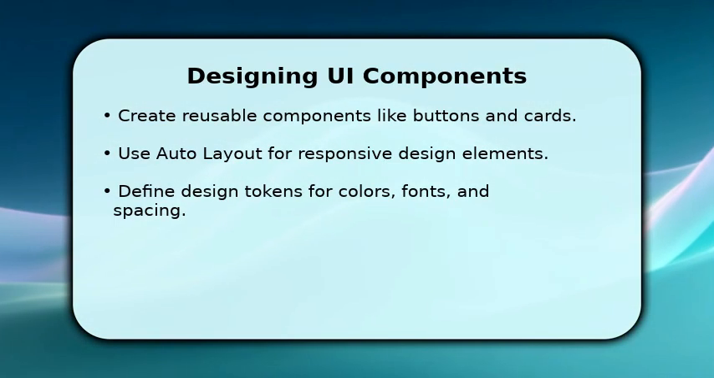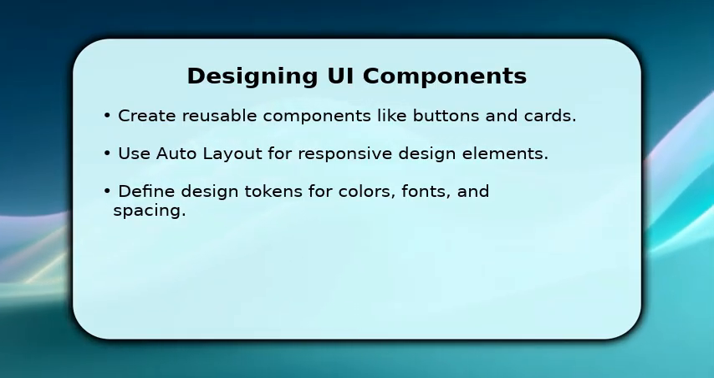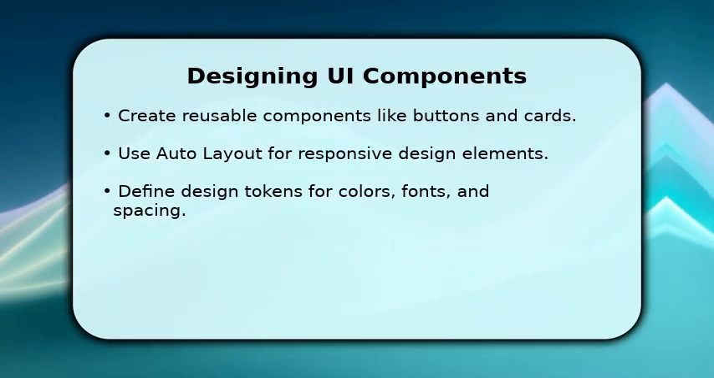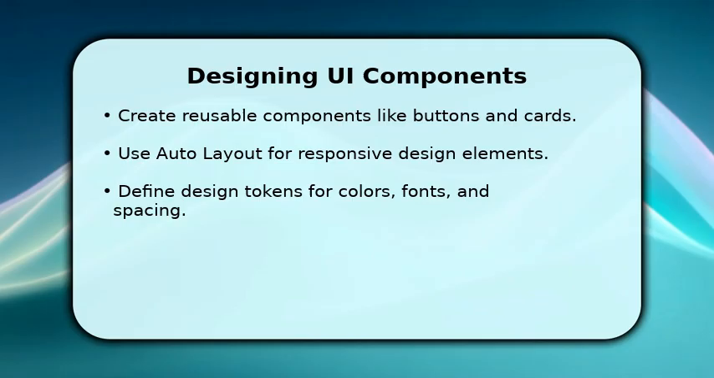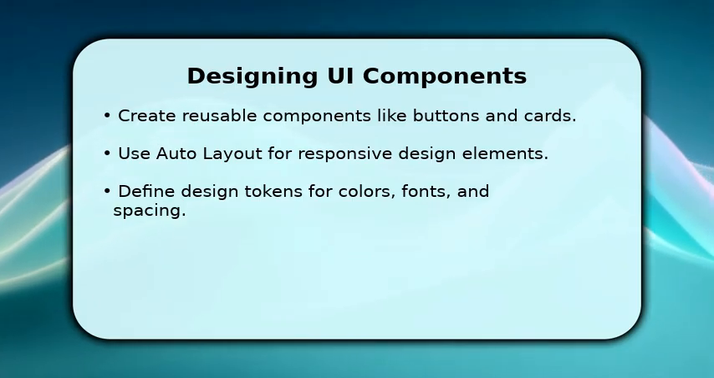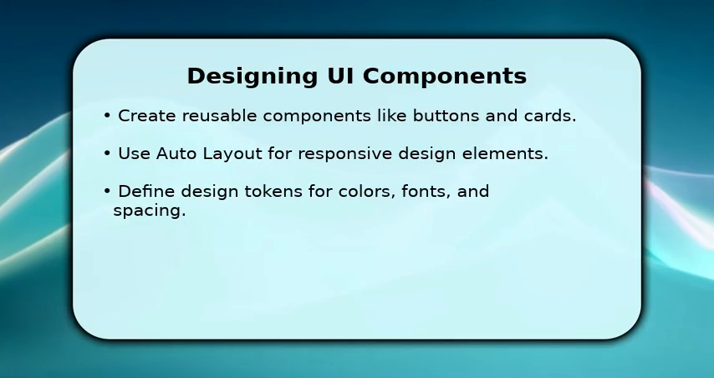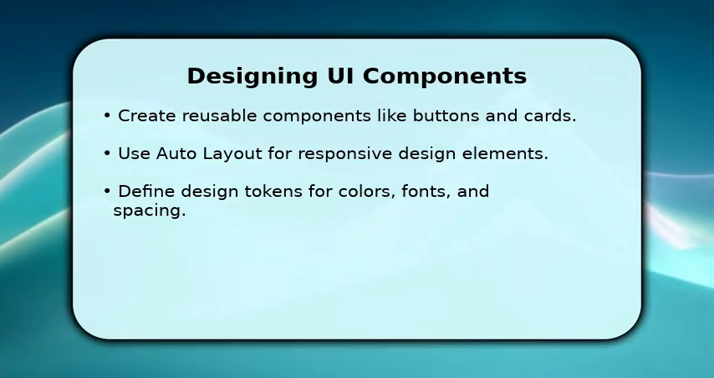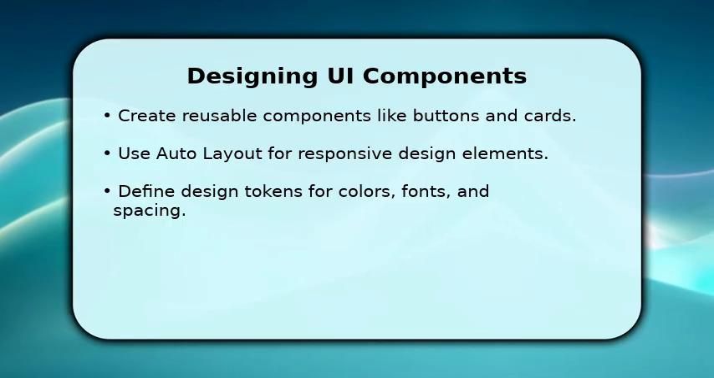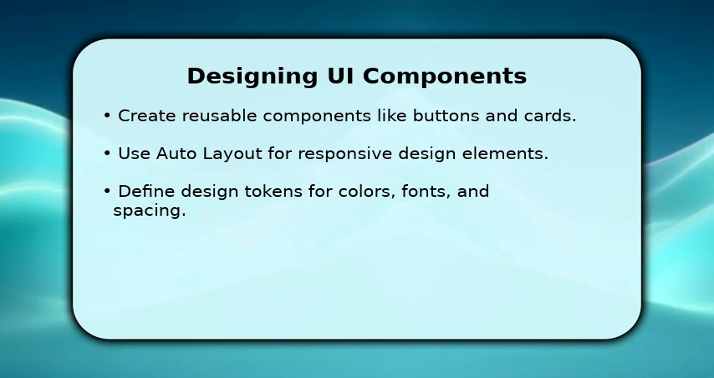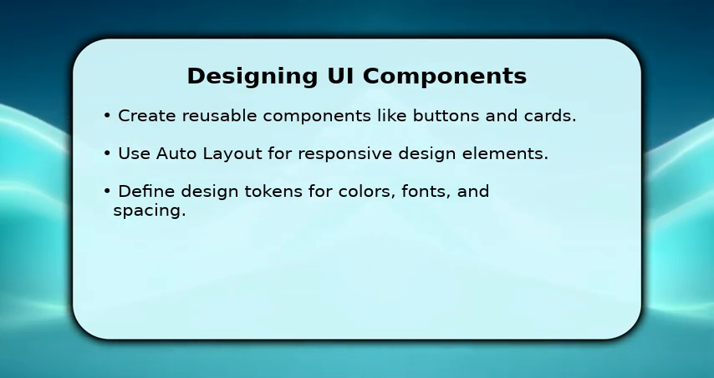When designing in Figma, focus on creating reusable UI components. Utilize features like auto layout to build responsive elements that adapt seamlessly across various screen sizes. Define a comprehensive set of design tokens for consistent colors, typography, and spacing. Organizing these components into a structured design system ensures scalability and maintainability, making it easier for developers to implement your vision with precision and efficiency.